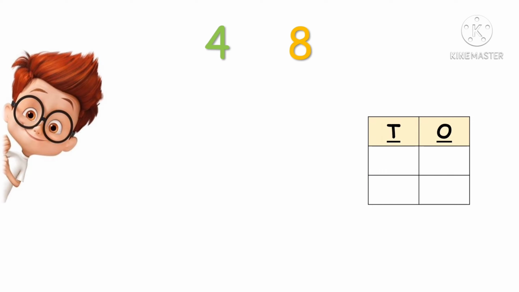Let us take another example. For this, we will take two digits, 4 and 8. To make the bigger number with 4 and 8, we have to put the bigger digit in the tens place. And among these two numbers, 8 is bigger, so we will put 8 in the tens place and the smaller one, that is 4, in the ones place. So the bigger number is 84.